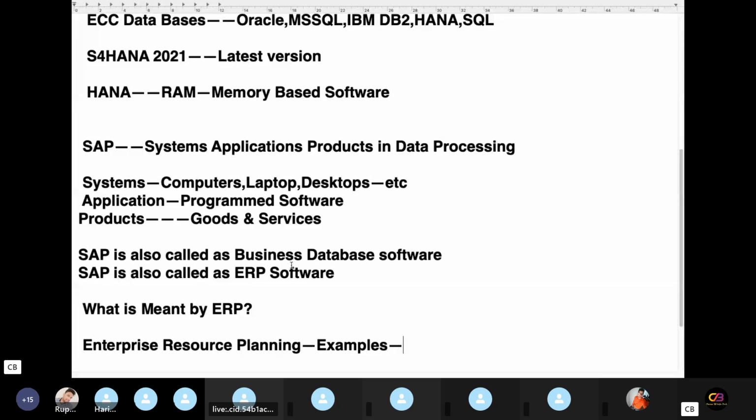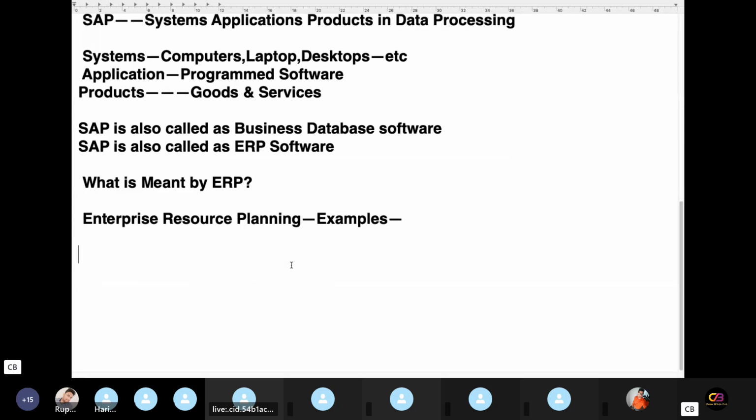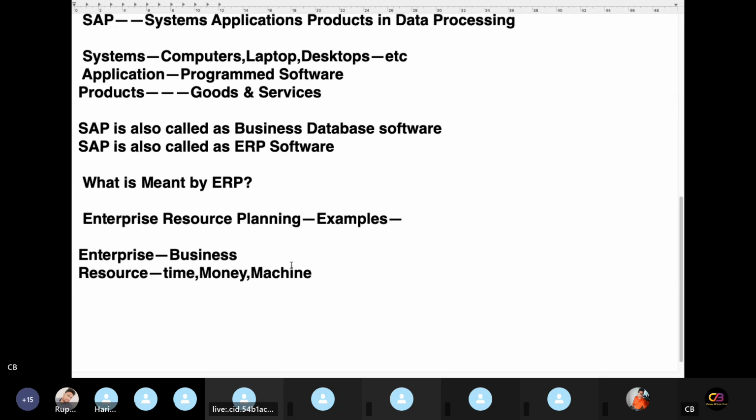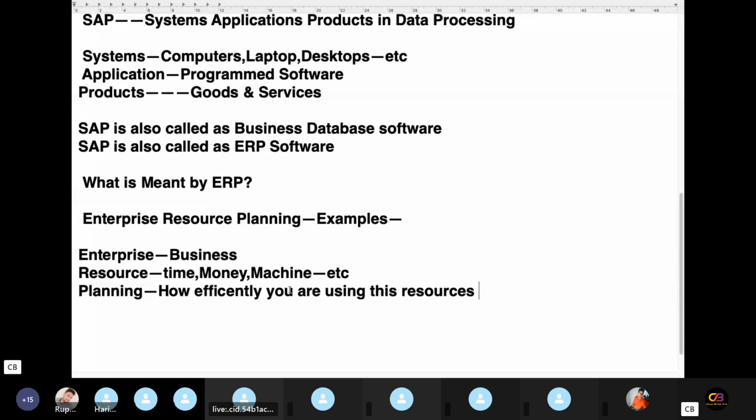So enterprise means business. Resource means time, money, machine, manpower, etc. Planning means how efficiently you are using these resources in the most efficient and effective manner. That is called a plan.